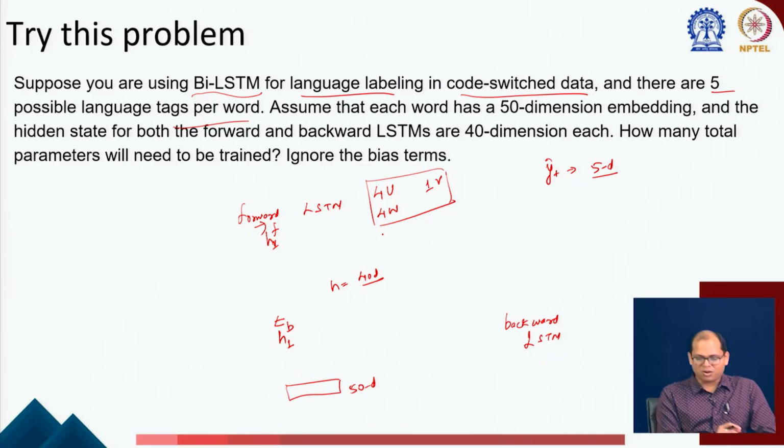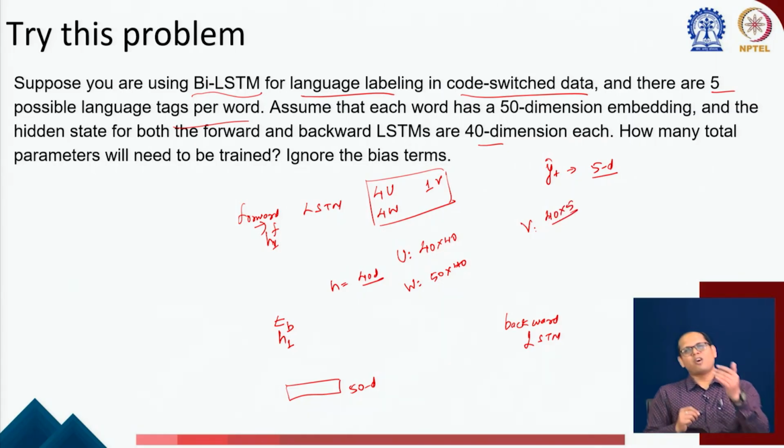So, parameters for forward. What is the dimension of U? U is from hidden to hidden, so U is 40 cross 40, and W is from input to hidden, that is 50 cross 40. So, 4 times this, 4 times this, and V is from hidden to output, that is 40 cross 5, since your output is 5 dimension. This becomes the forward LSTM. Backward LSTM would be exactly the same in this case.